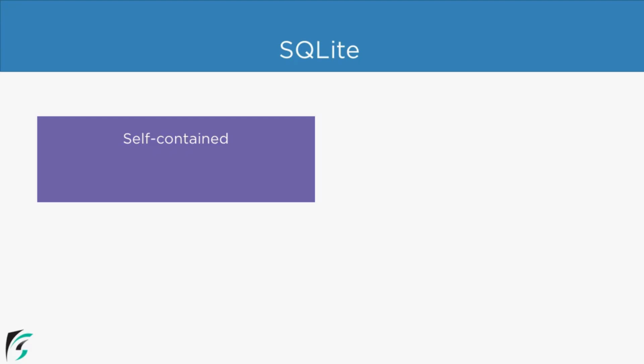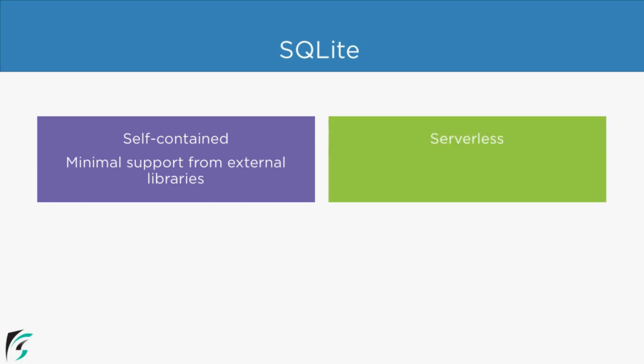So let us break it down into smaller pieces and check what exactly we mean by self-contained. Self-contained means that it requires very little support from external libraries, making it a perfect choice for lightweight, platform-independent applications. Then we have serverless, which means the SQLite database reads and writes directly from the database files on the disk. By disk, I mean the file system of your Android and iOS devices. So whatever data you store in the SQLite database is stored locally on the device. So you don't have to set up any client server connection in order to use it.